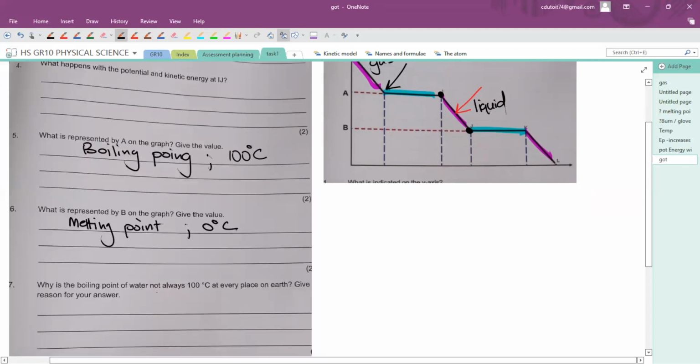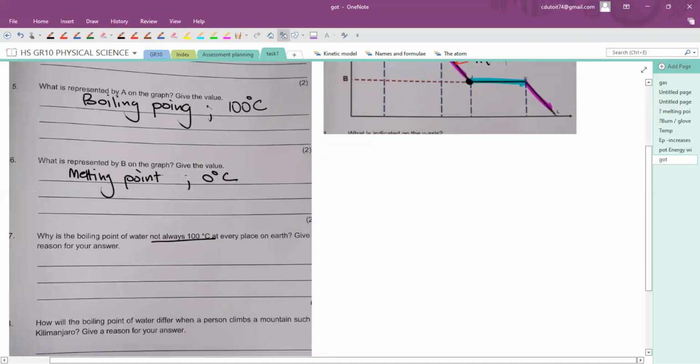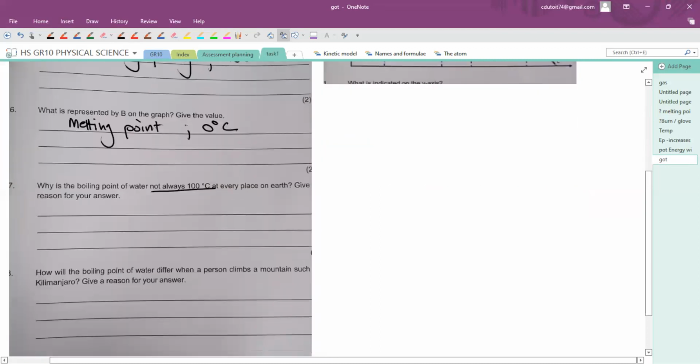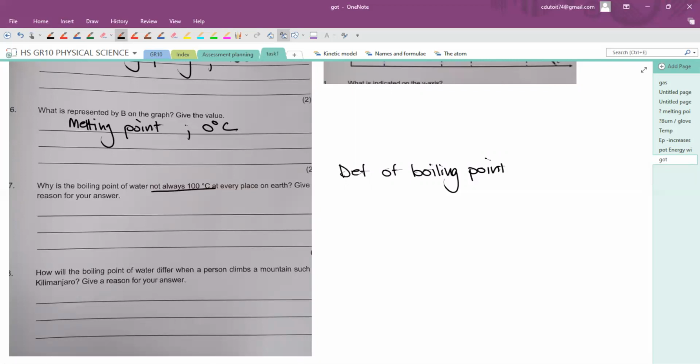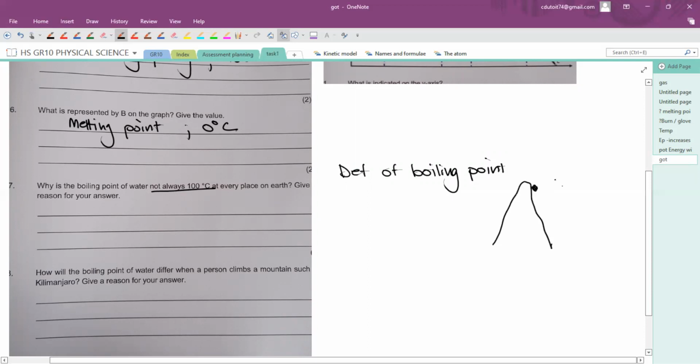Why is the boiling point of water not always 100 degrees Celsius at every place on Earth? Give a reason for your answer. It's got to do with the definition of boiling point. What is the definition of boiling point? The definition of boiling point is extremely important. It's when the vapor pressure is equal to the atmospheric pressure. So why is the boiling point on Mount Everest different? If you climb up Mount Everest, you make a coffee there, you can boil water at 76 degrees Celsius. 67, yeah, 67 or 76.